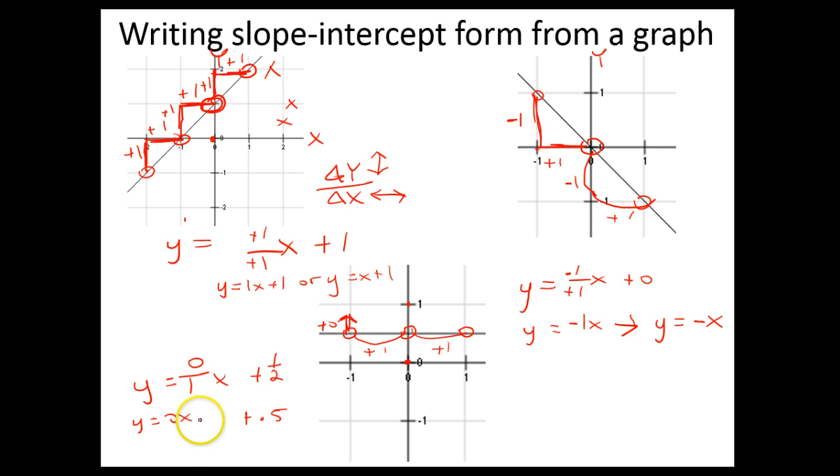So what you're going to do is, since anything times 0 is 0, and 0 means nothing's there, you can just go like this. y equals 0.5. And that's it. y equals 0.5 or y equals 1/2. So there's 3 examples of taking a graph and turning it into an equation.